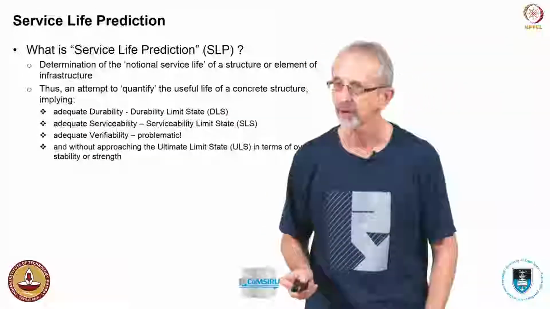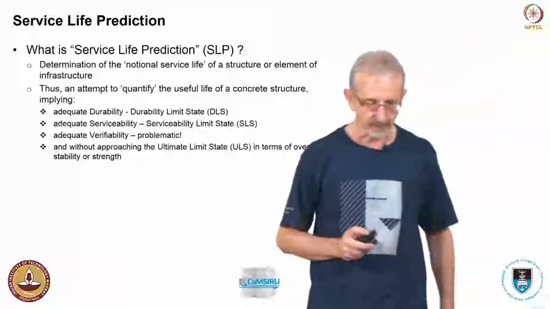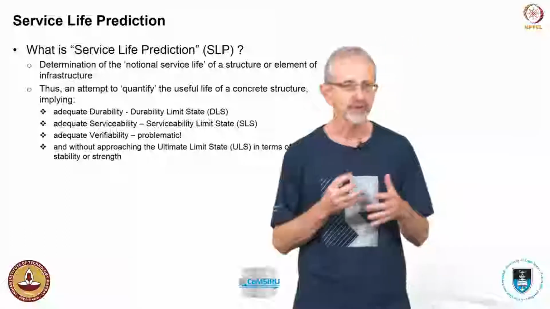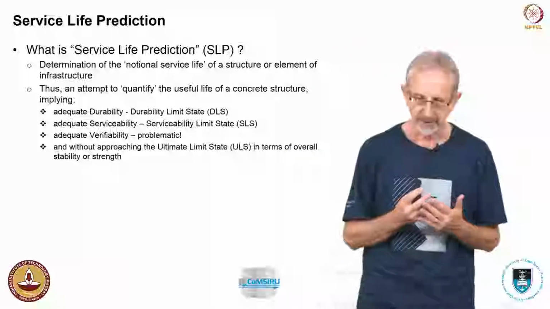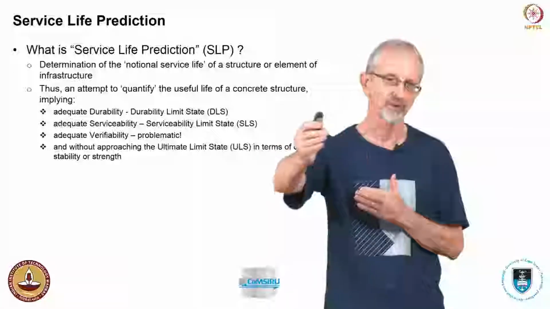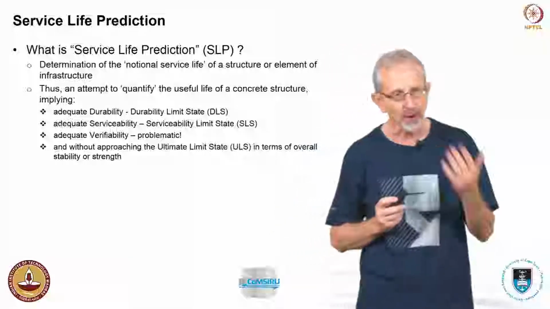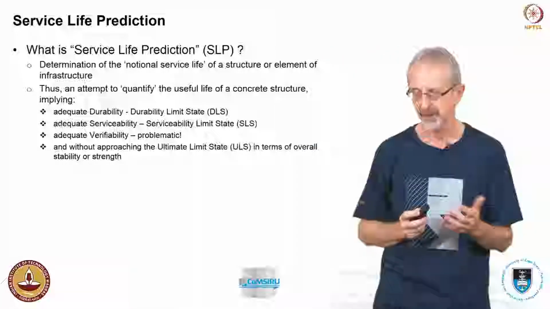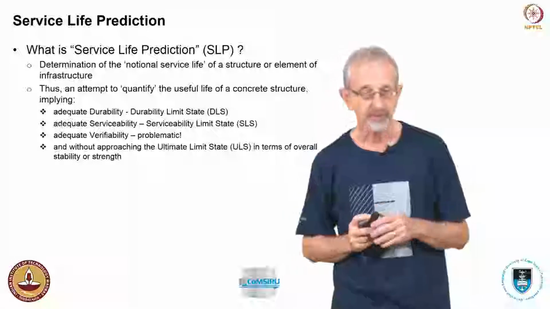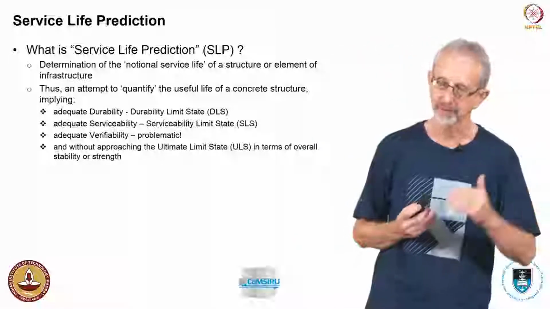So with that as background, we can talk a little bit about service life prediction. Service life prediction is a determination of the notional service life of a structure. How much life can we get out of this structure in terms of decades or years, whatever? So it's an attempt to quantify the useful life of a structure, which implies then that we need to have adequate durability. So we need a durability limit state.